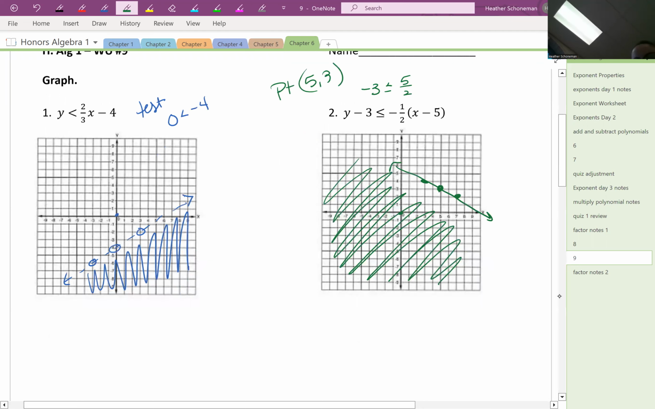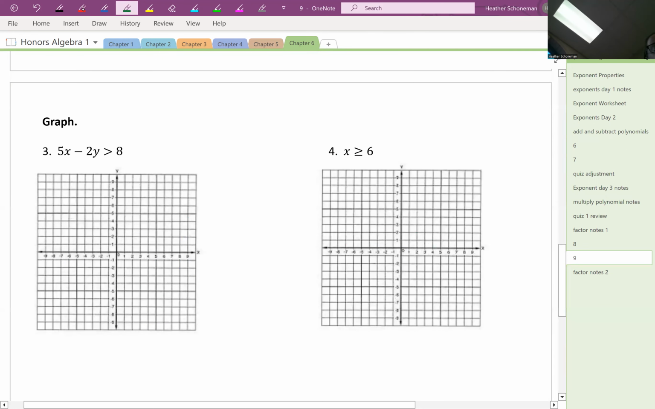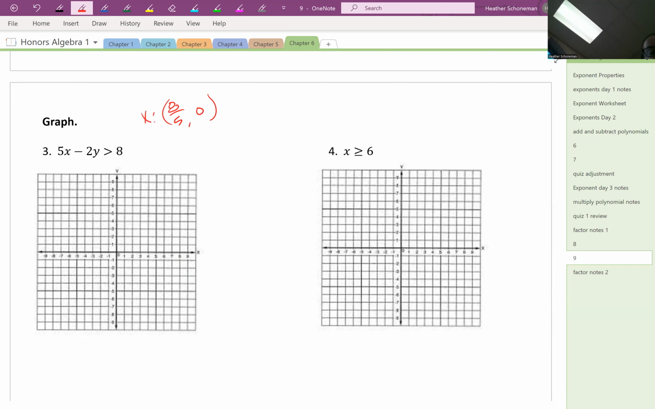Okay, on the back, number 3, your x-intercept would be 8/5, 0. Well, we don't want to graph that. Your y-intercept is 0, -4. That one's great. So we also need our slope, which would be -5 over -2, which is 5/2. Because this one is greater and not greater than or equal to, you're going to have open circles.